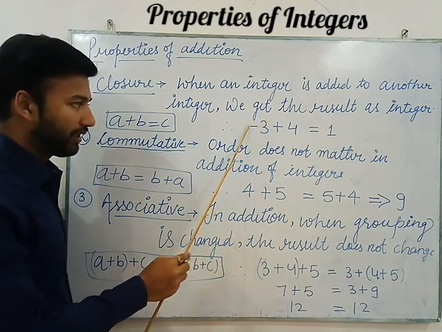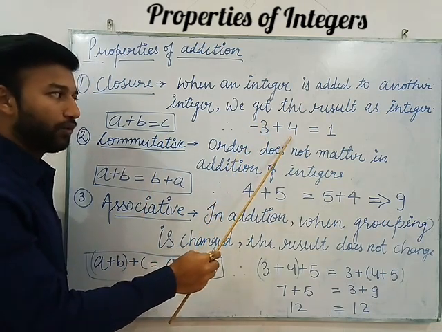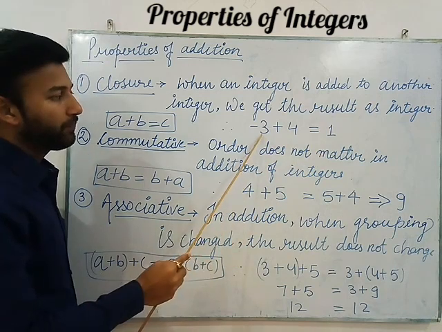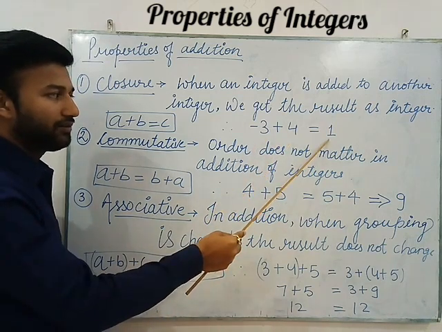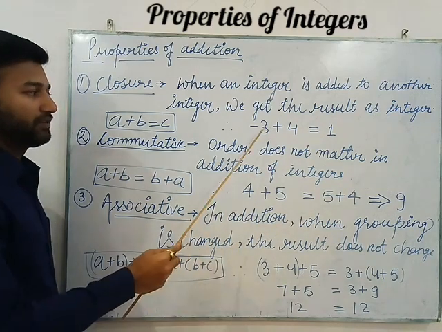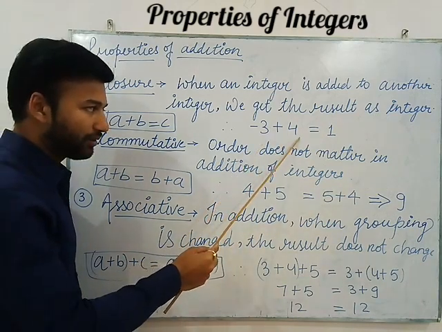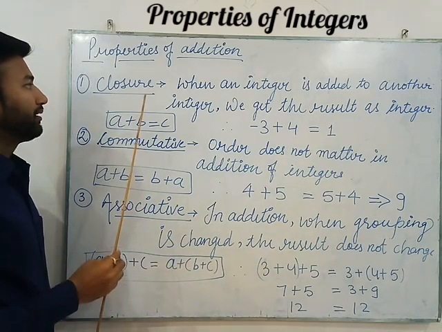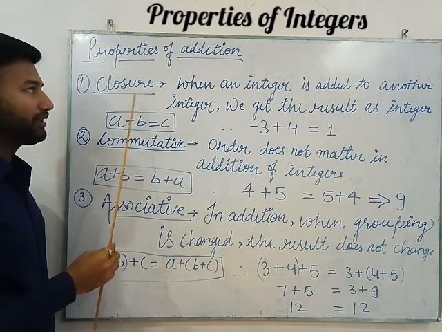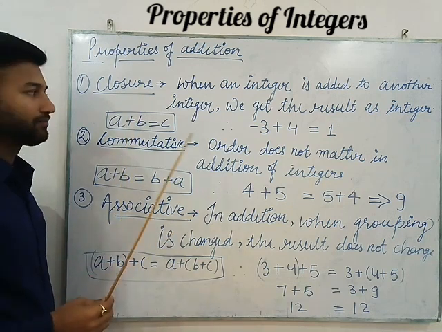Now check with numbers. Minus 3 plus 4 equals 1. Here, minus plus plus, so 4 minus 3 is 1. The answer is 1. That's why here minus 3 is an integer, 4 is also an integer, and 1 is also an integer. So integers are closed under addition.